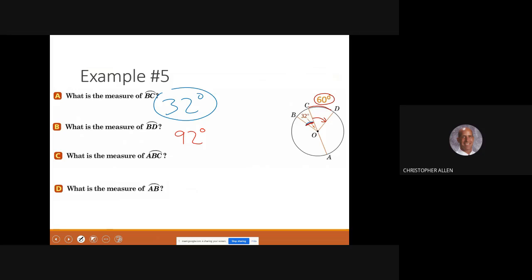All right, I'm going to do the next one. C, what is the measure of arc ABC? Well, guess what that is? That's a semicircle, and that's half of a circle, so it has to be half of a circle, so it's 180. I think that's kind of intuitive. Do you guys think that's intuitive? A full circle is 360, right? So what's half of a circle? 180.